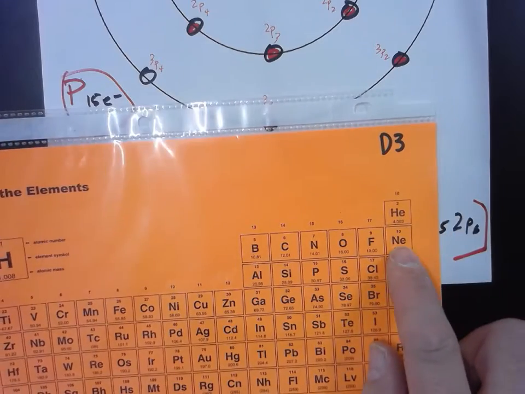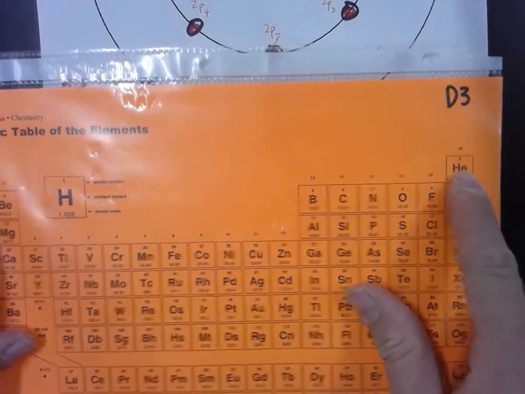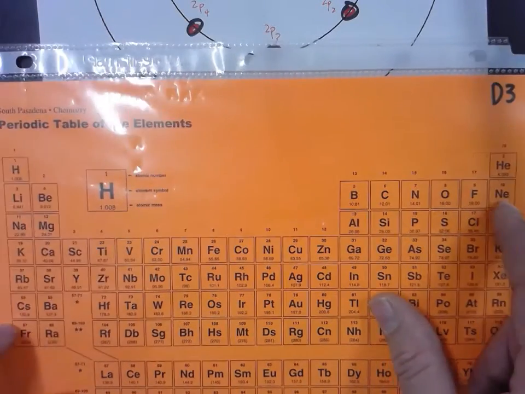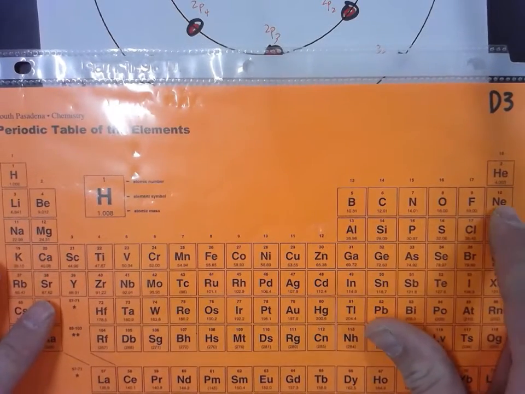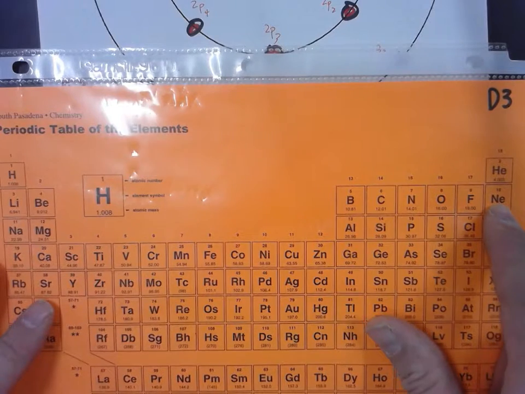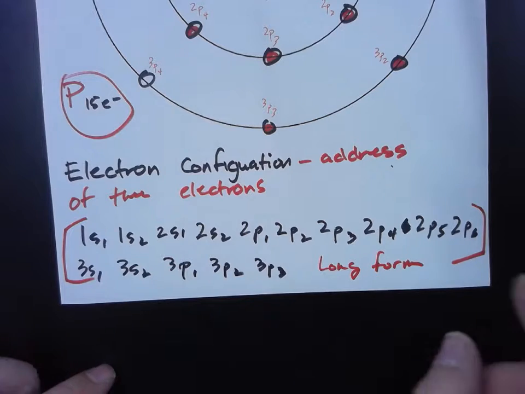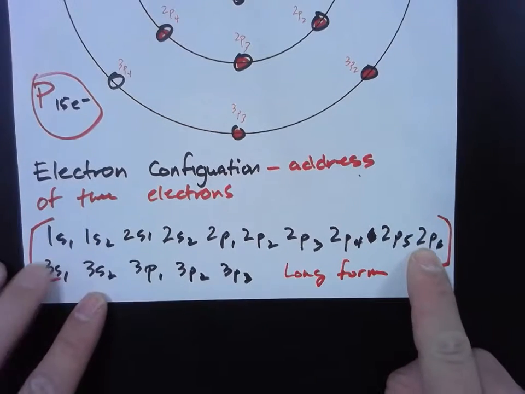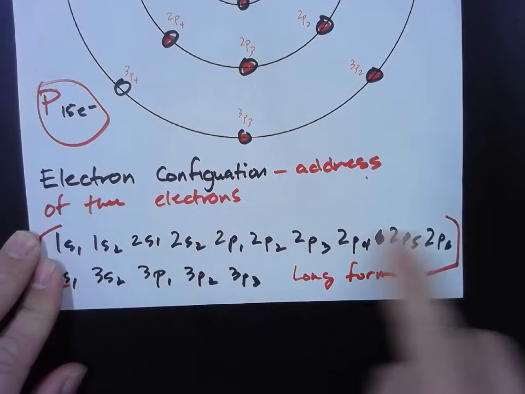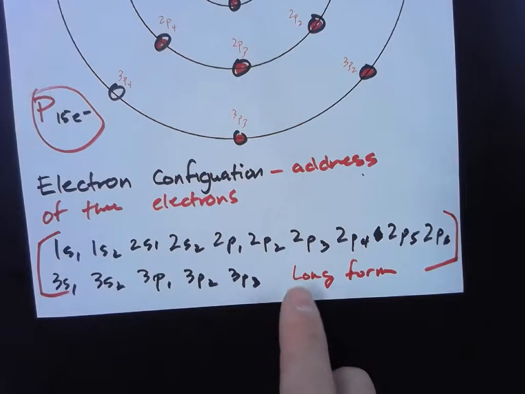If you look at the configuration for neon, we're going to end at 1s1, 1s2, 2s1, 2s2, 2p1, 2, 3, 4, 5, and 6. 2p6 is neon. So what we can do is this. We can take neon's configuration, which is 2p6, right there, and then we can just write it out like this. We can take all of this, and instead of writing that out, we can just call it neon, and then write this out afterwards. So I'll show you.